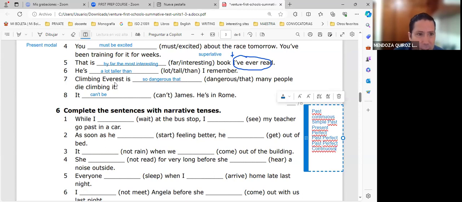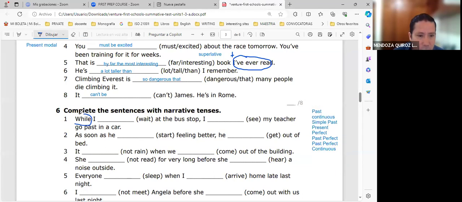So let's see. For example, here it says while. Look, while. I already know. In this case, I have to use the past continuous and the simple past. The past continuous for the activity that was in progress at the moment, and the simple past for the second activity or the activity that interrupts the activity in progress. For example, while I was watching a movie yesterday, someone called me. That would be like the most typical example.